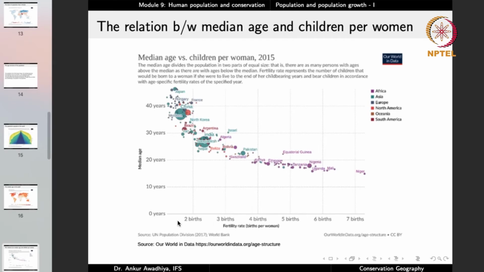In countries where the women are giving birth to very few babies, less than 2 babies, you will find that the median age is higher. So the population is getting older. And here we have countries like Japan, we have countries like the European countries, we have countries like China. So this is the relationship between the median age and the children per woman.